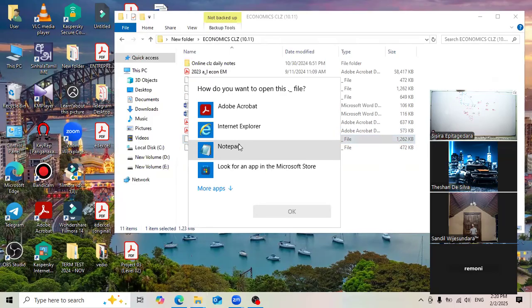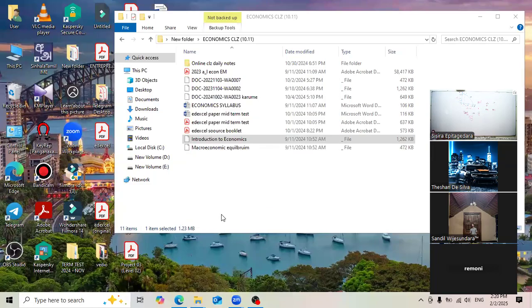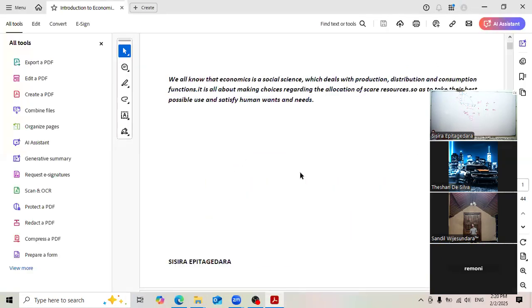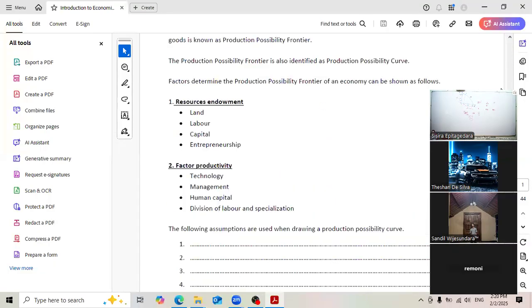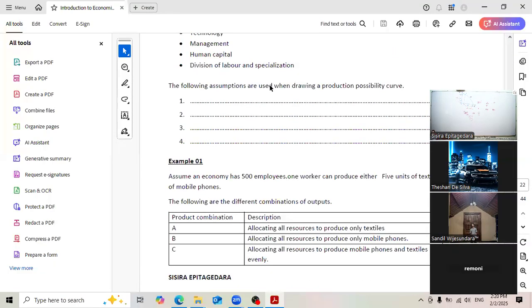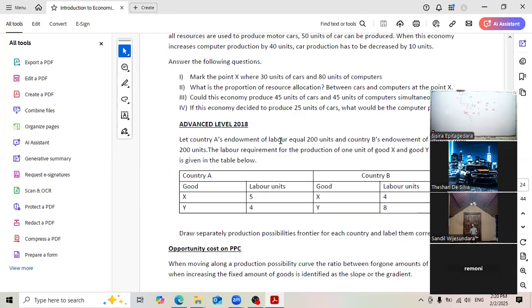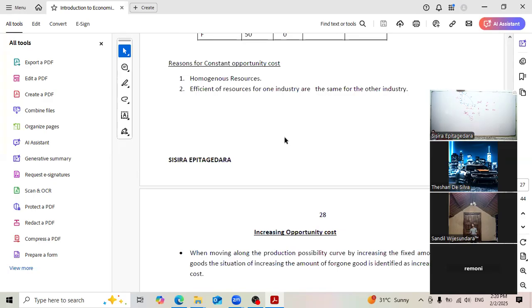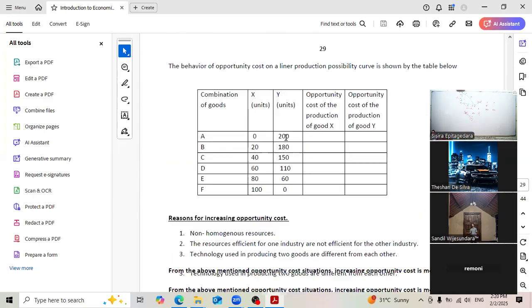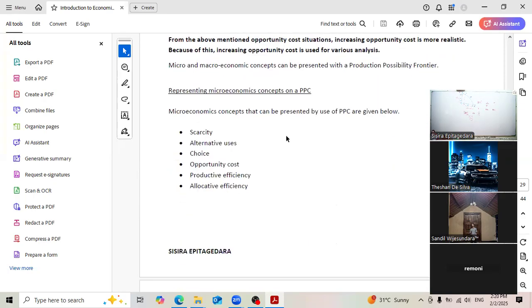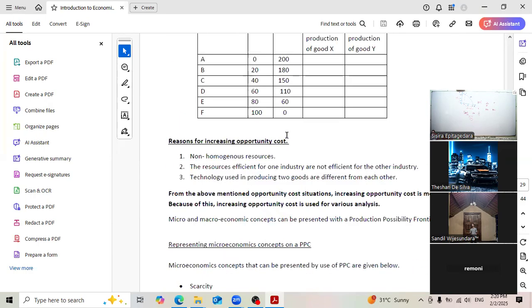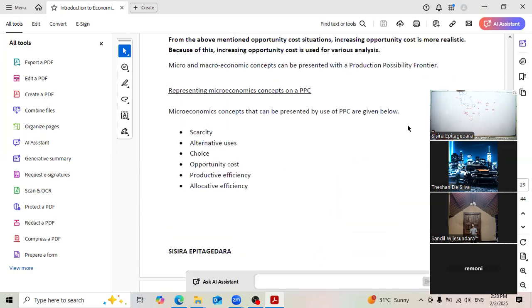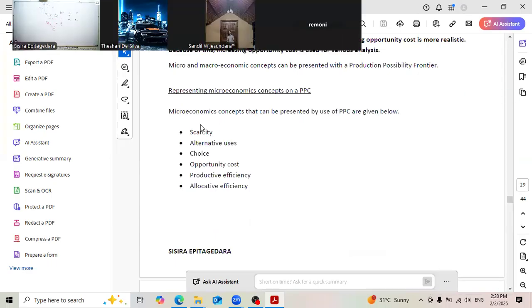Look at your page number. This is the tutorial for the present lesson. We are in the production possibility curve. I think 20-30% is finished. Constant, increasing. This is the point, page number 29. We should start at page number 29.